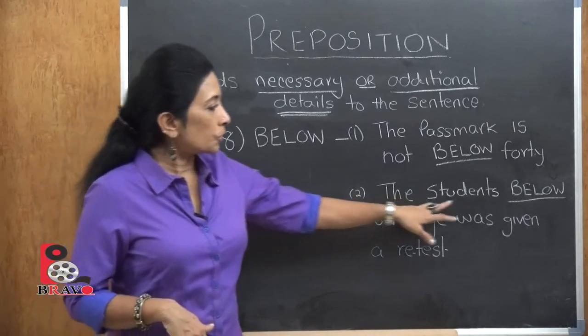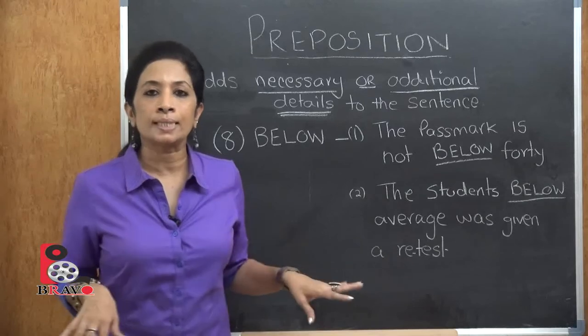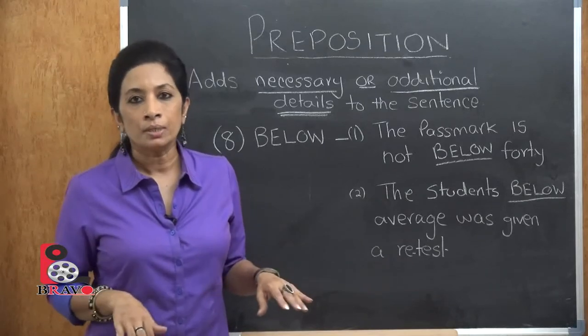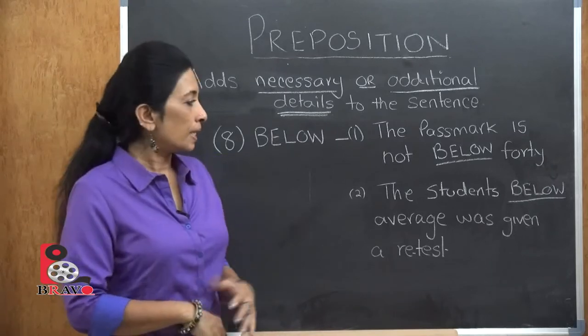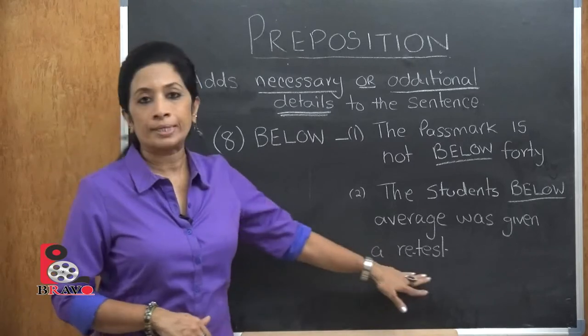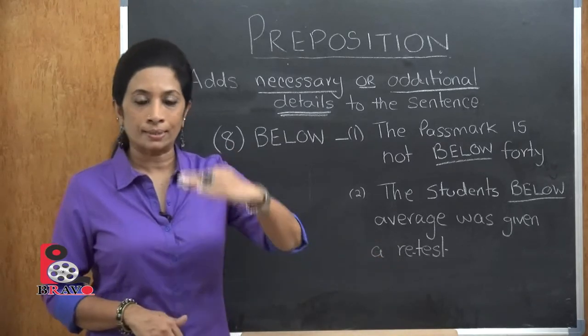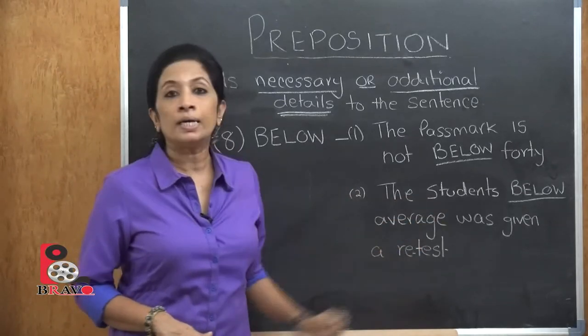Second one, the student below average was given a retest. So the school sets a target for an average. It could be 35, 45, whatever the subject target is. If the student gets something below that, he has to do a retest. So it's like underneath, down. So the student below average was given a retest.